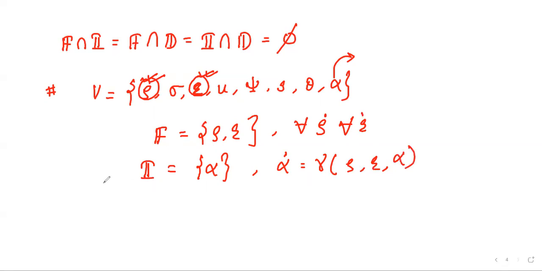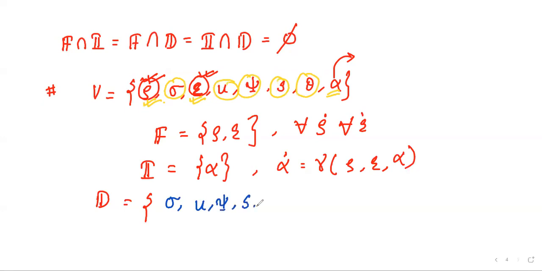Next, we have our associated variable or dependent variable d. So the rest: rho is done, epsilon is done, alpha is done. The rest of the variables, that is sigma, u, psi, s, and theta, are the dependent variables. So sigma, u, psi, s, and theta are our dependent or associated variables.